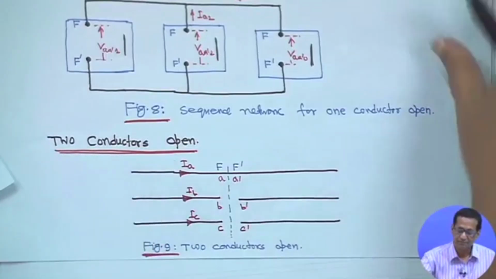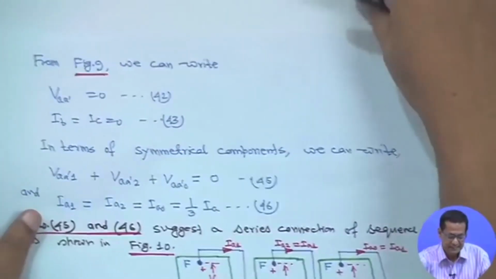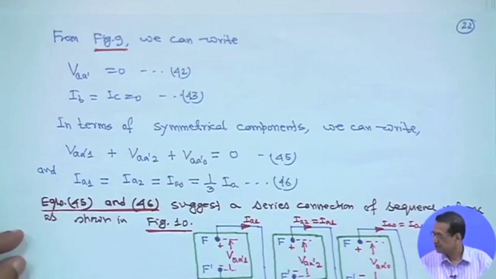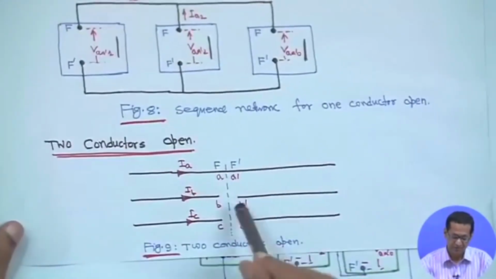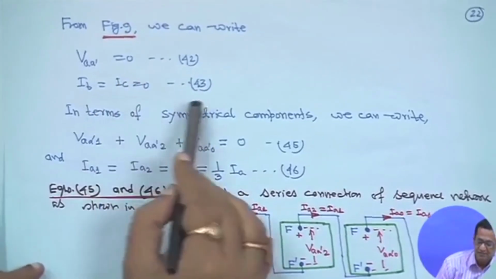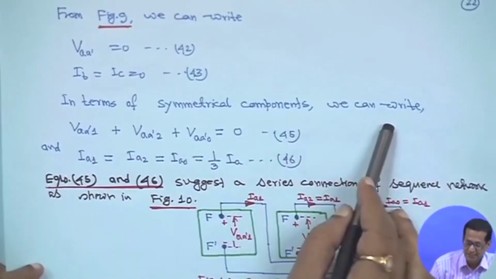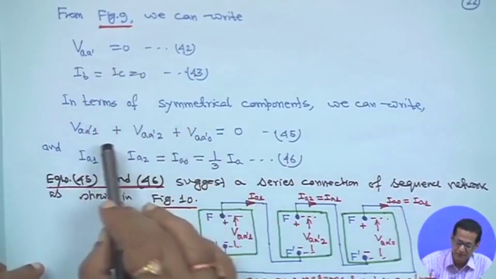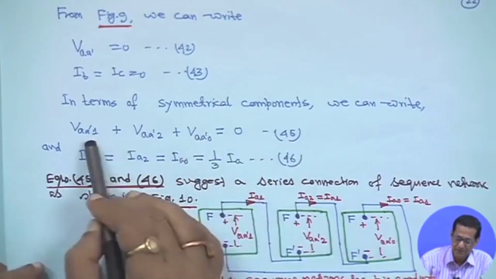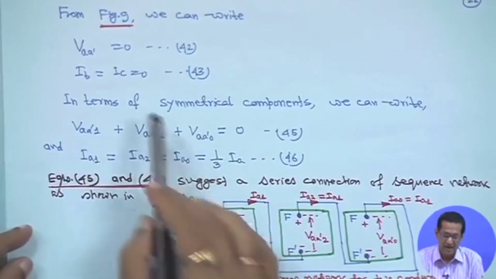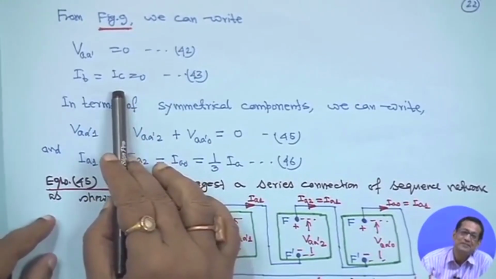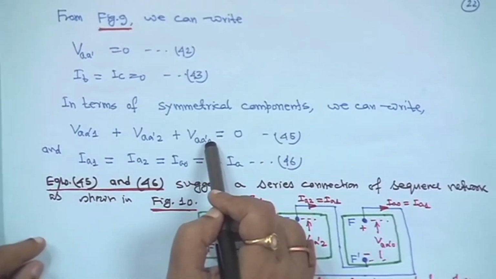So from this figure, the boundary conditions we can write are V A dash equal to 0, and I B equal to I C equal to 0. In terms of symmetrical components, V A dash equal to 0 means V A dash 1 plus V A dash 2 plus V A dash 0 is equal to 0. This is the positive, negative and zero sequence components, and I B is equal to I C is equal to 0. In the same way, if you go for symmetrical components, I am not putting it here. Now you have understood everything.